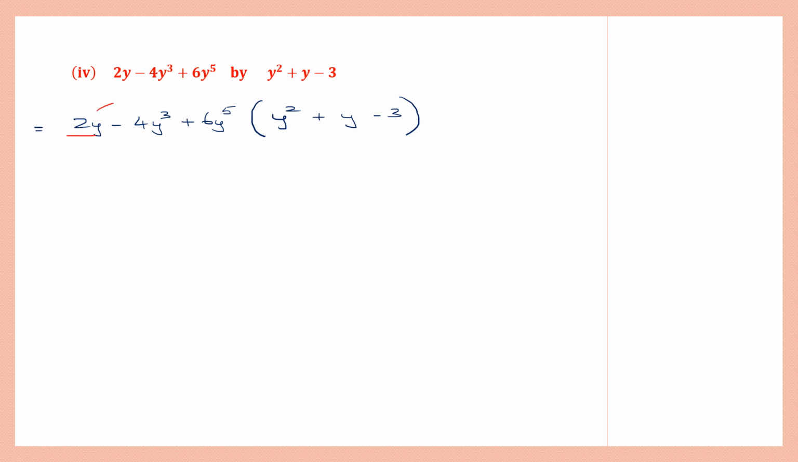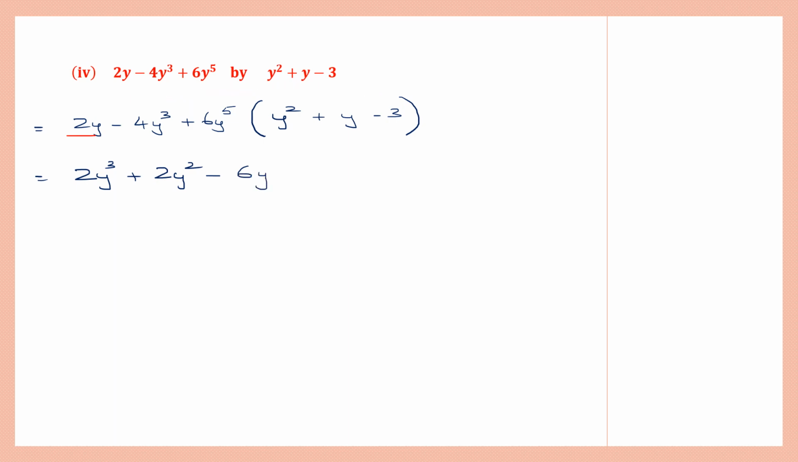Let's start with 2y into y square. So the number is 2. Y into y square is y to the power of 3. So that is over. Now 2y into the next term, which is plus y. The sign is plus 2. The number is 2. Y into y is y square. Now let's take the next one, that is 2y into minus 3. The sign is minus. The number 2 threes are 6 and y.